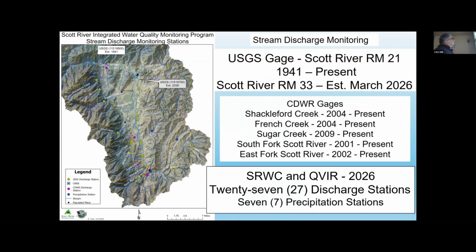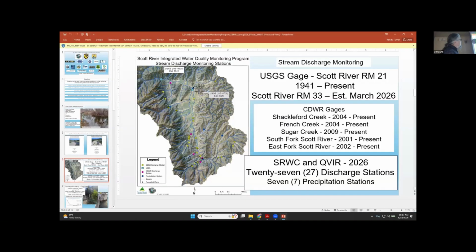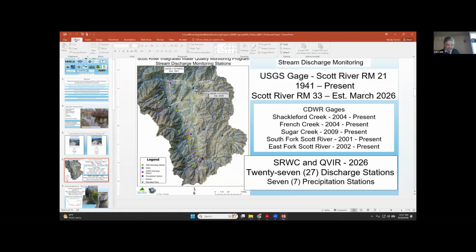Like I mentioned, the fundamental data point that we have, longest standing, is the USGS gauge that is below the Scott Valley. It was established in 1941. So we have an 85, 86 year data set. And then remarkably, in March of this year, the USGS established another gauge just at Fort Jones.